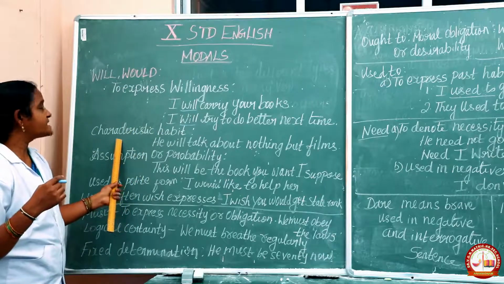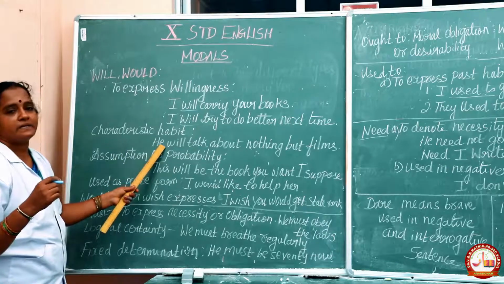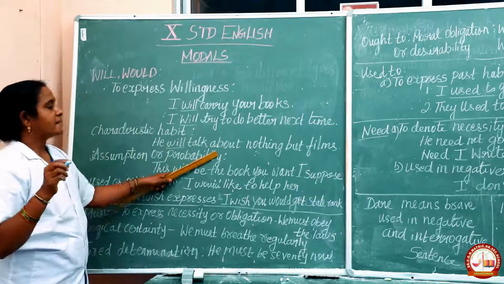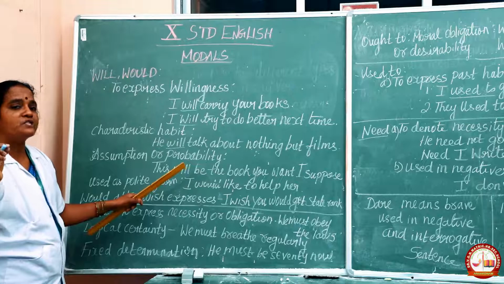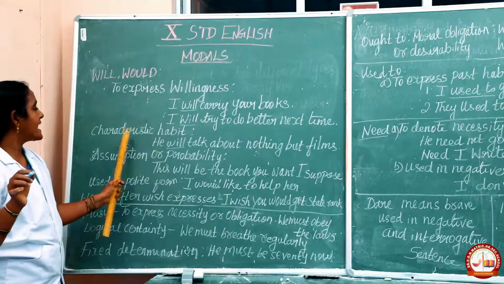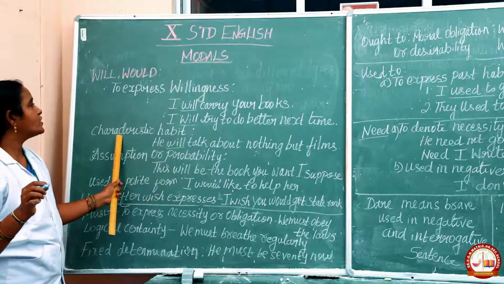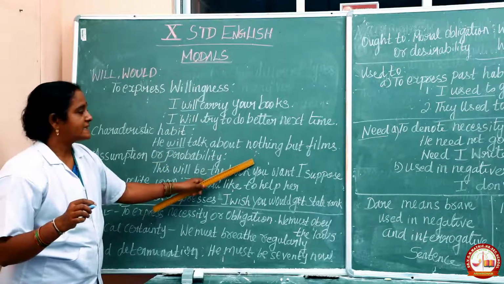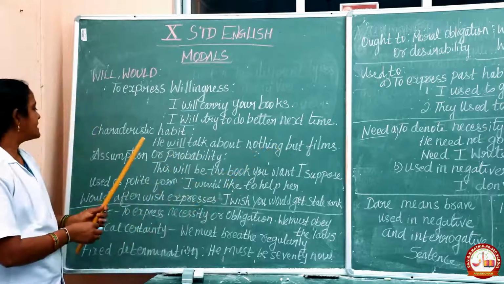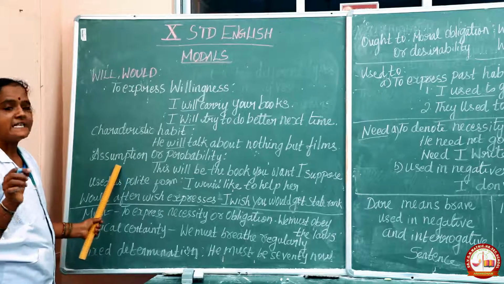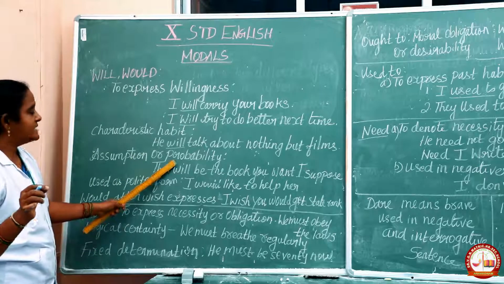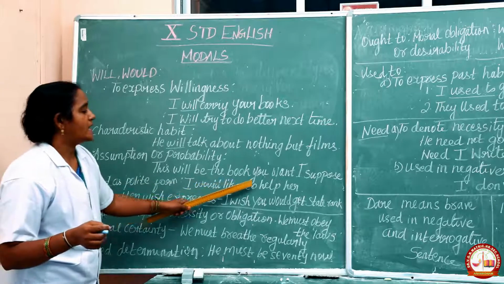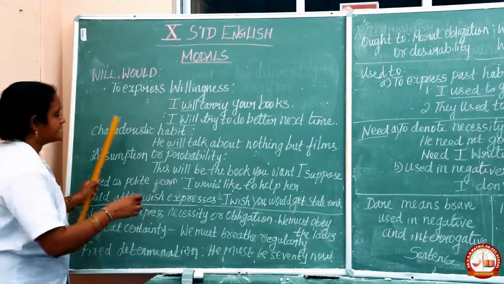And then the next use is characteristic habit. He will talk about nothing but films. It is his characteristic to always talk about films. That is the characteristic habit of that person, and for that also we use will. And the next usage is assumption or probability, which means there is a chance. This will be the book you want, I suppose. That is a probability.